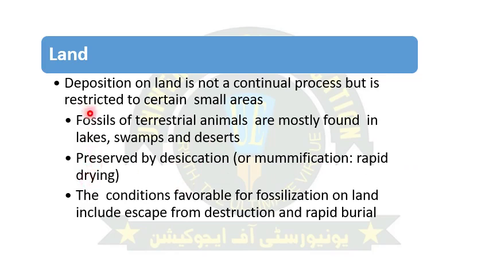On land, an organism can be preserved by desiccation, meaning all its water content is lost soon after its death. Then the organism can be preserved. Either it is called desiccation, or you can call it mummification. The conditions favorable for fossilization on land include escape from destruction and rapid burial. As we previously discussed, escape from destruction and rapid burial are the main factors for fossilization on land.